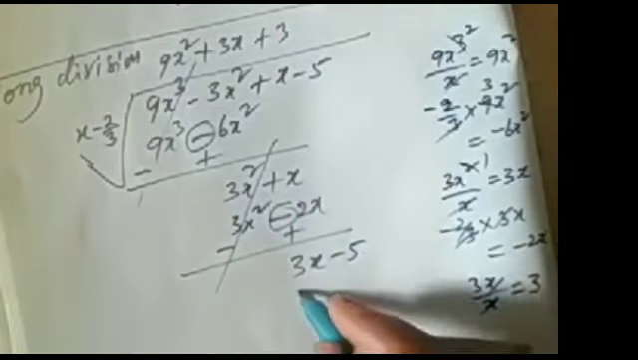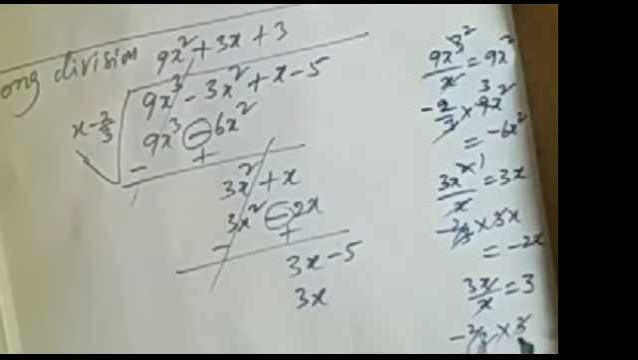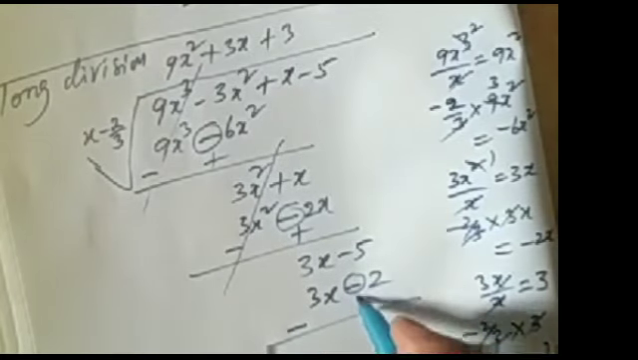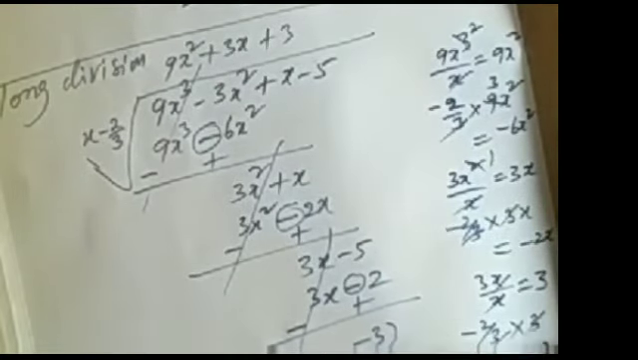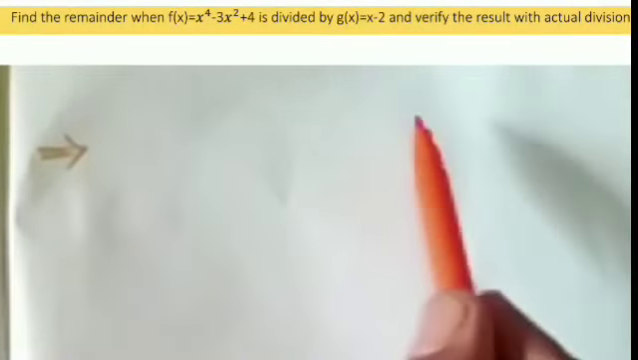Now x into 3, 3x minus 2 by 3 into 3, the 3s cancel, minus 2. The third step is subtraction, change sign. 5 minus 2 minus 3. Here also the remainder is minus 3. So in both cases we got the same answer, remainder minus 3. In long division as well as the remainder theorem method, we have got the same answer.